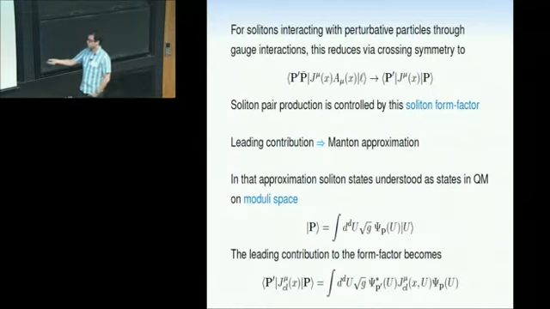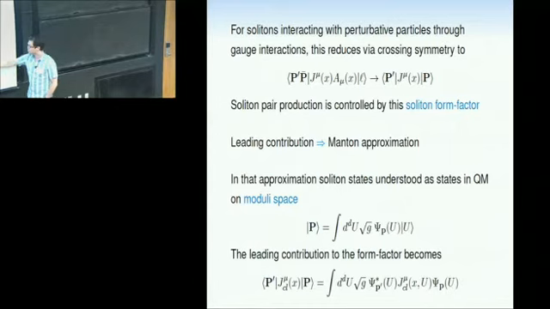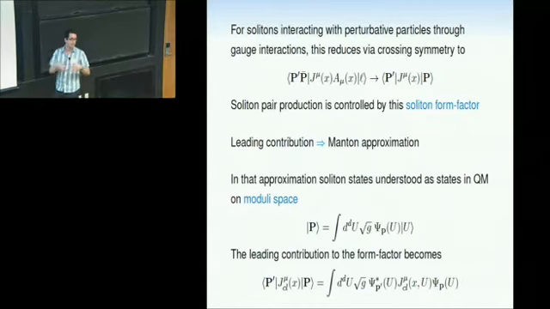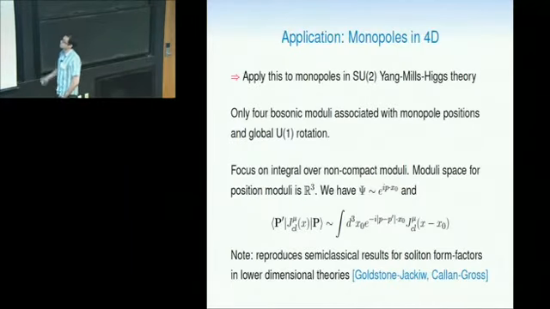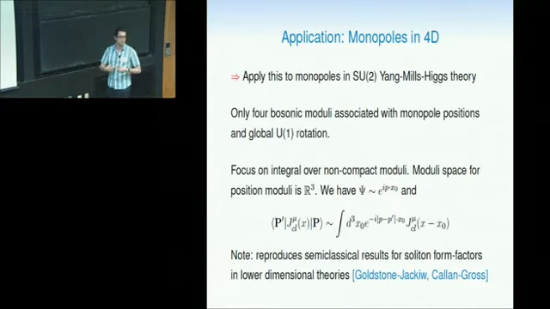So this is what we need to evaluate in the various examples that we're going to be interested in, and this is what should dictate whether the soliton and anti-soliton pairs are going to be exponentially suppressed or not, depending on the theory. So let's be a bit more specific. Let's see how that applies in the context of monopoles in four-dimensional SU(2) Yang-Mills-Higgs theory, where you expect that the answer will be the conventional exponential suppression of these amplitudes.